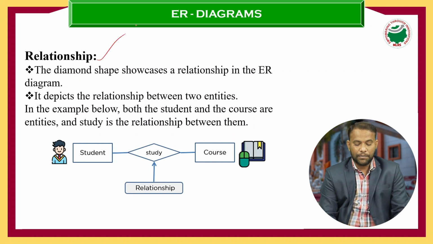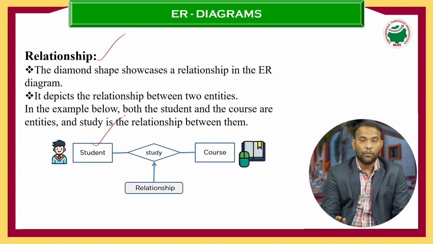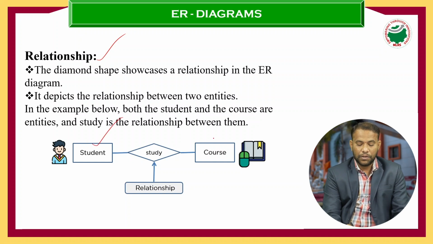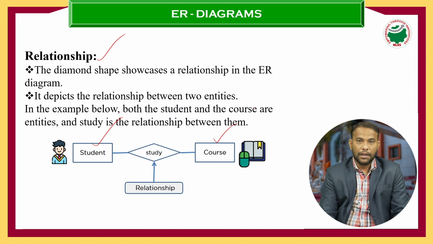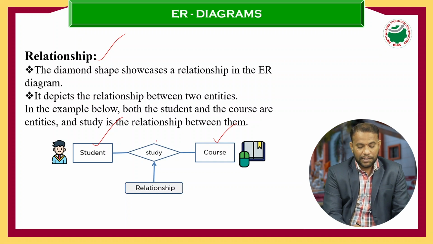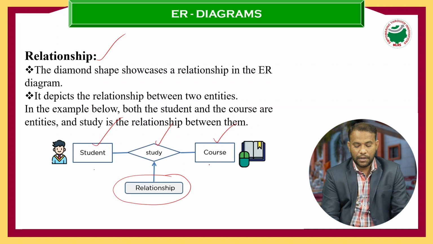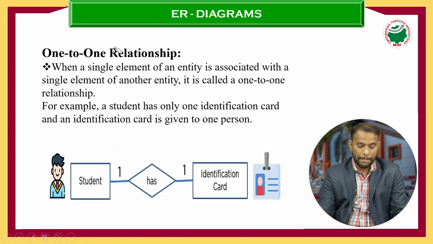See, in this diagram we have student, one entity, and we also have course, another entity. For these two entities we are going to establish a relationship, that is called study. So this is the relation between student and course. Study is the relation between student and course, right?